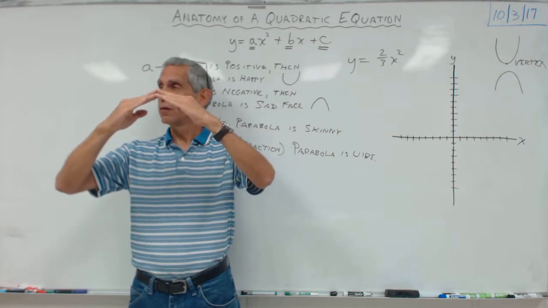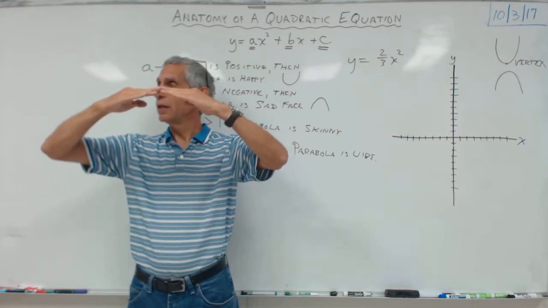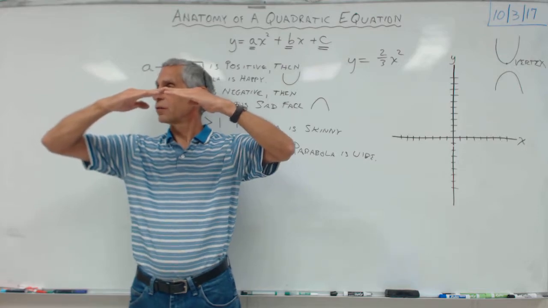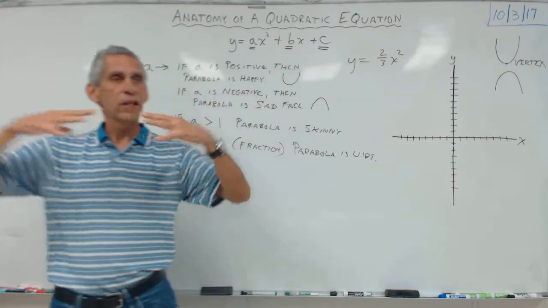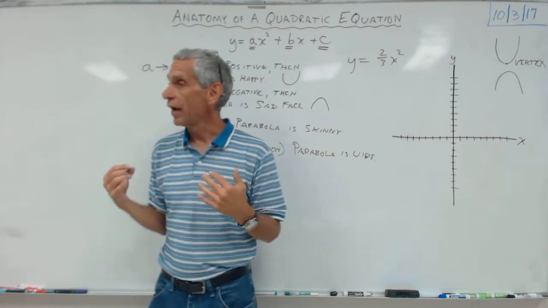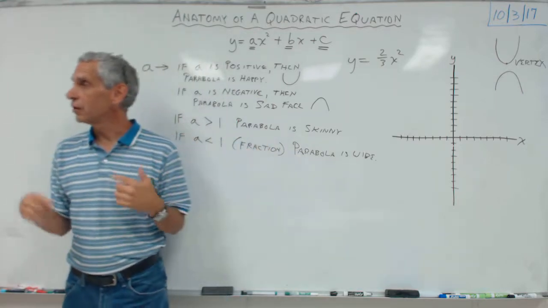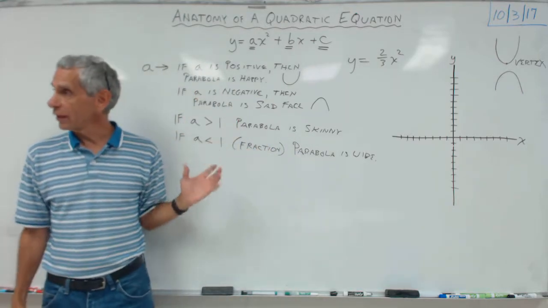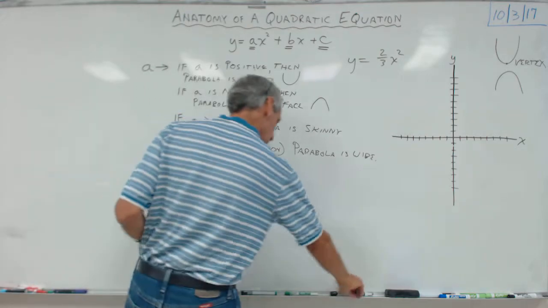Y is negative 1/8, 1/16, 1/100th x squared. I mean x squared. Does that make sense? It just gets wider. Why? You'll see as we graph it. Right now I'm just telling you what they do, okay? And you'll see as we graph it.